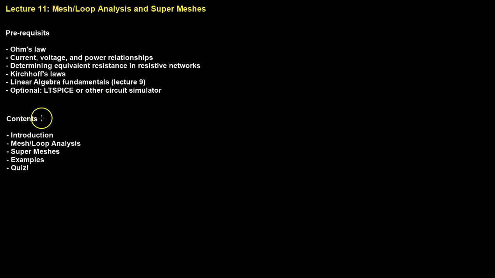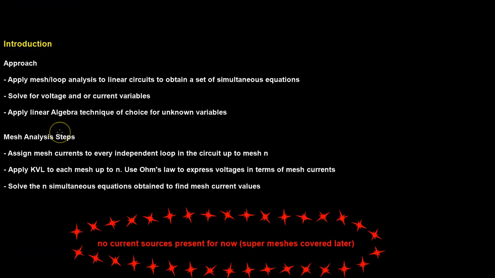So let's go ahead and talk about the contents. We're going to be looking at some introductory terms and definitions. We're going to look at mesh and loop analysis, what it actually is conceptually. Then we're going to move on to supermeshes, very similar to supernodes in KCL or nodal analysis. Then we're going to look at some examples and take the quiz as usual. So let's go ahead and talk about the introduction section.